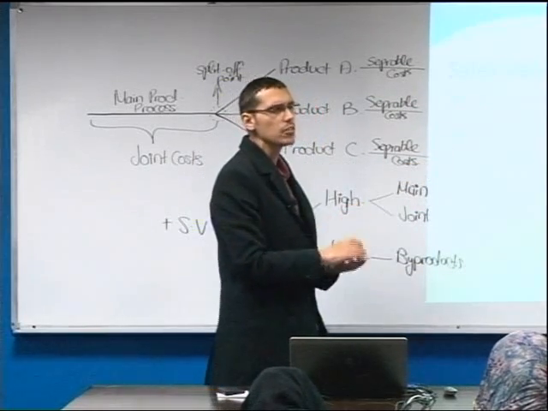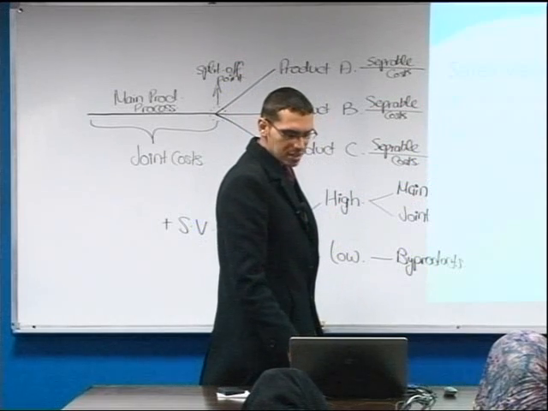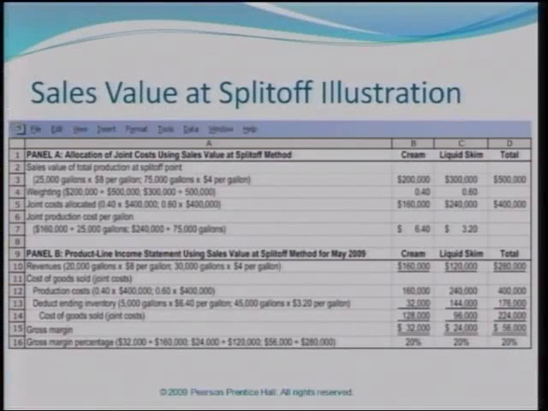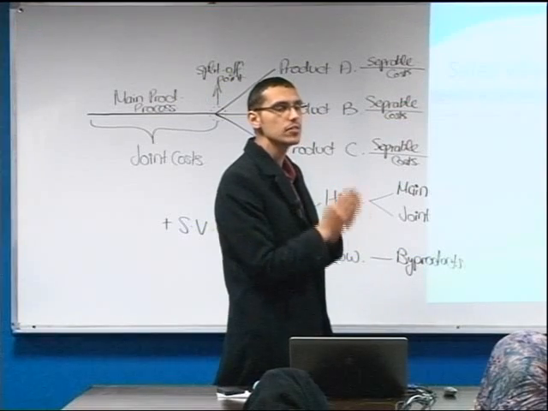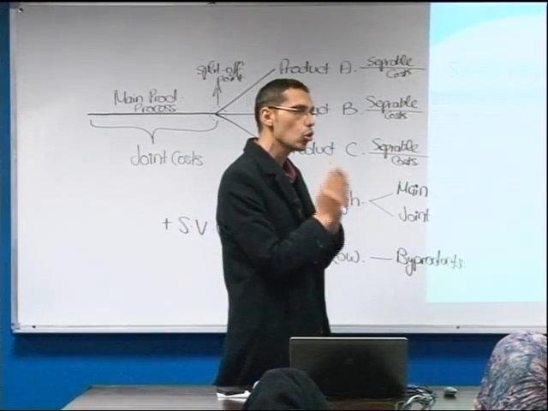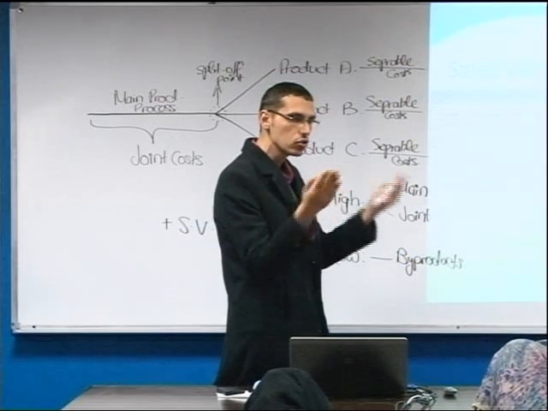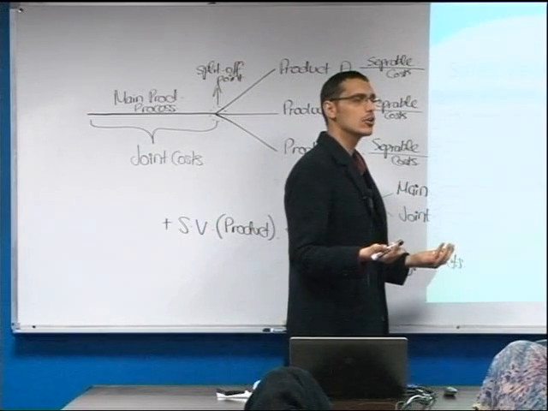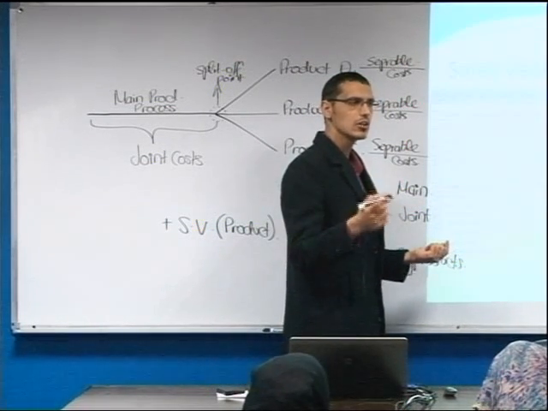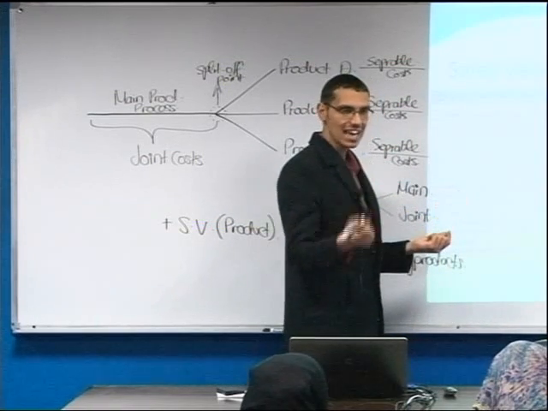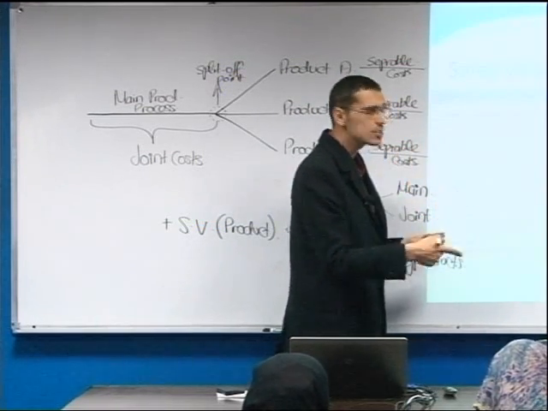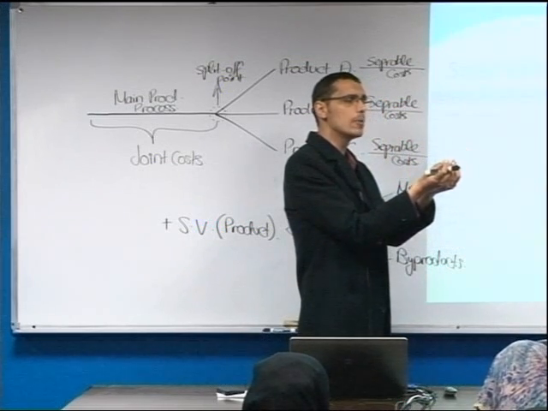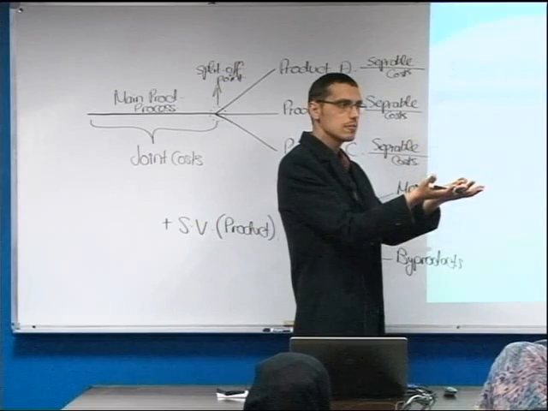Let us take the example that is according to our book. As we can see here, the first thing that we need to do is calculate the total sales value, because according to the total sales value, we are going to allocate joint costs. Therefore, how are we going to calculate the total sales value? We need to calculate the sales value for the cream and the sales value for the liquid skim, and then add these two up. It would give us the total sales value.